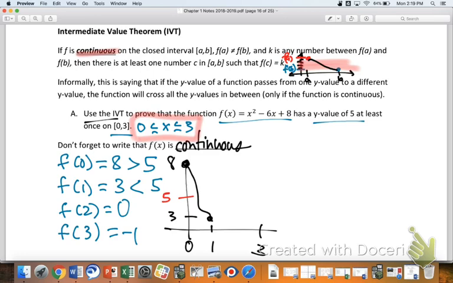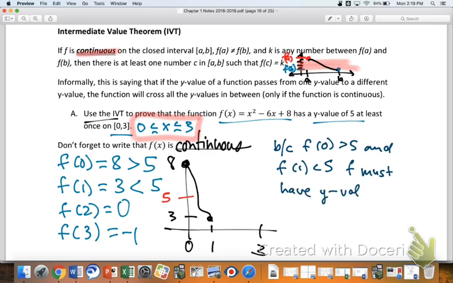So what if I said something along the lines of, because f of 0 is bigger than 5 and f of 1 is less than 5, f must have a y value of 5 at least once on the interval 0 to 3. What do you guys think? Is that a good conclusion? Have I concluded correctly? Have I said everything I need to say? You do 0 to 1.